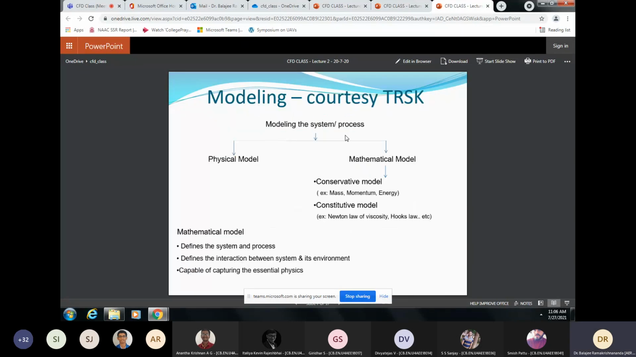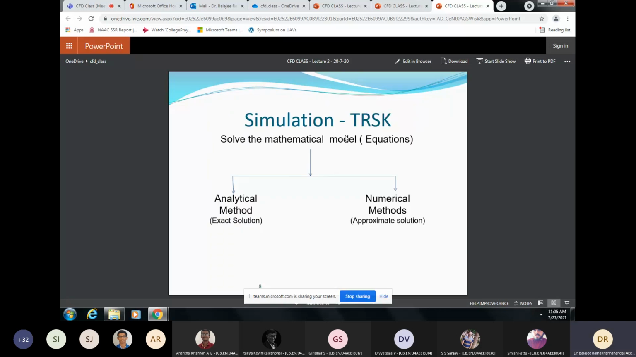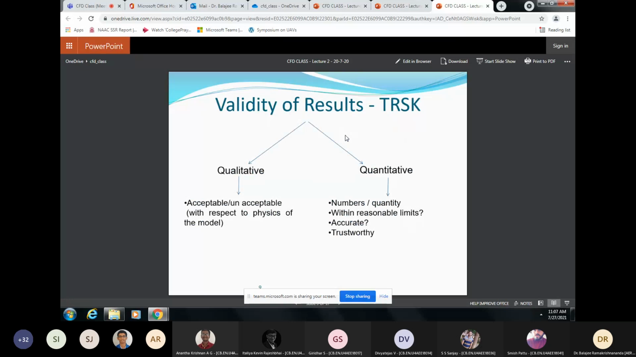So we looked at modeling the system, physical model and mathematical model. Mathematical model looking at conservative model, constitutive model. Then we are looking at how to solve the mathematical model. Analytical method is exact solution. Numerical method is what we are actually concentrating on, computational fluid dynamics. It is an approximate solution of the mathematical model. So we will start from here today.